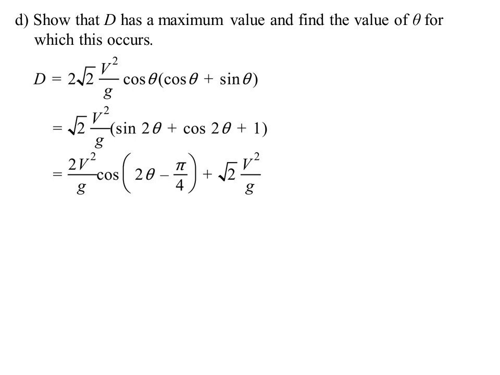Because you see, I've got a sin 2θ plus a cos 2θ. Auxiliary angle, I can bring that whole sin 2θ plus cos 2θ in and make it cos(2θ - π/4).